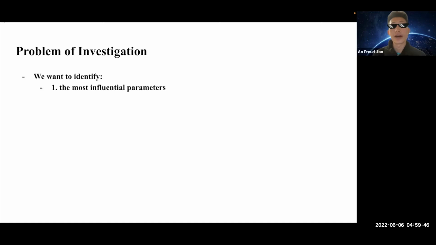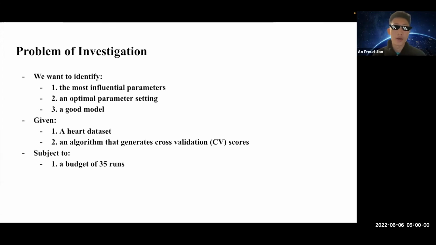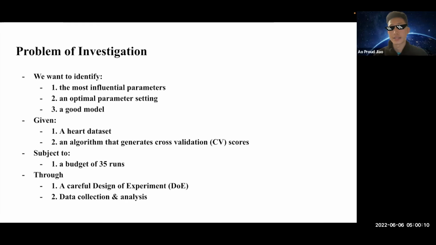And we want to identify, firstly, the most influential parameters, and secondly, an optimal parameter setting, and also a good model, given a hard data set and an algorithm that generates cross-validation scores. And we are going to have a constraint of a budget of 35 runs. We're going to do this analysis through a design of experiment and data collection and analysis.